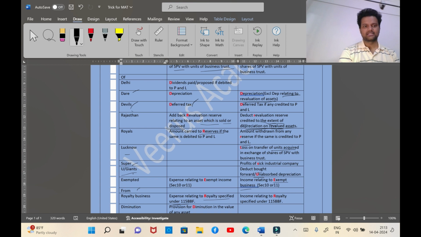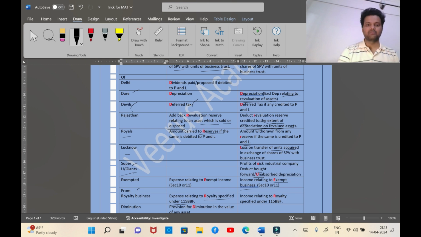Now, Royals. Next, again another R. This R means reserves. Amount carried to reserves, if the same is debited to P&L. At the same time, amount withdrawn from reserves, if the same is credited to the P&L. First one is related to revaluation reserve. Next one is related to anything other than the revaluation reserve.